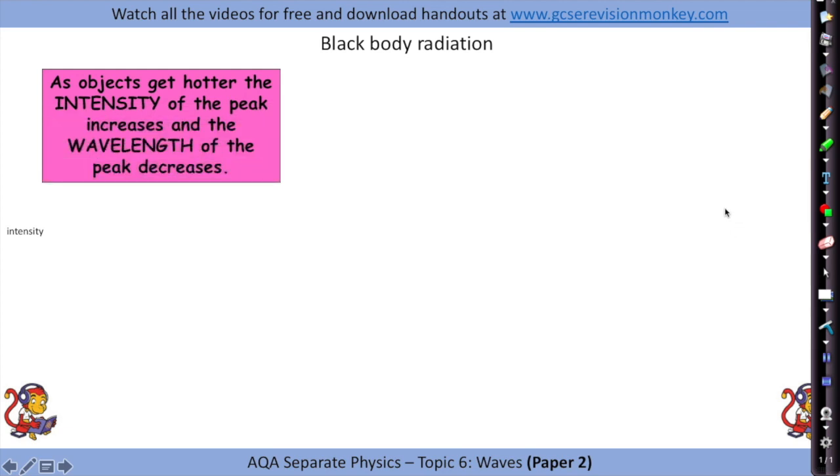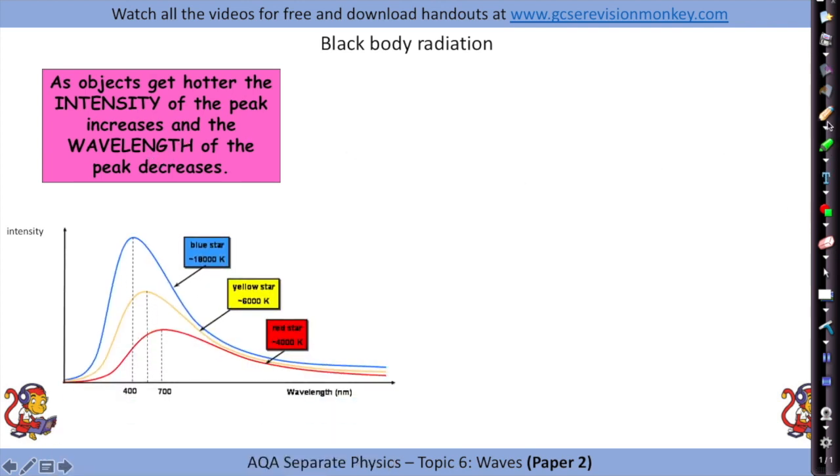As objects get hotter, the intensity of the peak increases. What does that mean, the intensity of the peak increases? Well, when objects are hotter, it basically means they give out more radiation. If you could see that radiation, it would appear brighter. And in fact, sometimes we can see heat radiation being given out as light, and the brighter it is, the more heat radiation is being given out. Now, not only does the intensity of the peak increase, the wavelength of the peak decreases.